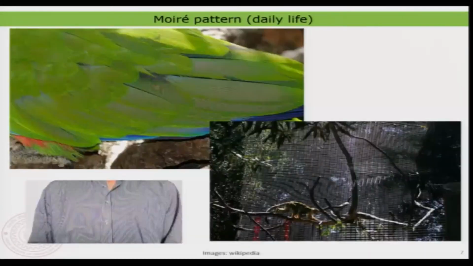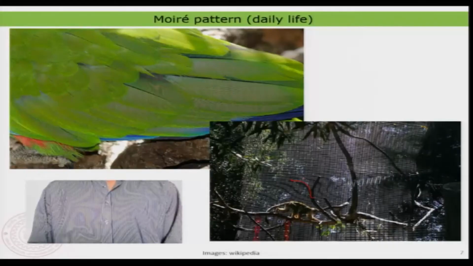Not only here, a Moire pattern is also something that you would see in your daily life. For example, you see this kind of pattern in the feather of birds, or even in a polyester shirt. You can also see sometimes some kind of a special pattern that appears, or for example, here you can see a pattern that is emerging between two nets that are just kept between two different places. So, whenever two different kinds of lattices are merging or overlaying with respect to each other, you would find this kind of pattern.